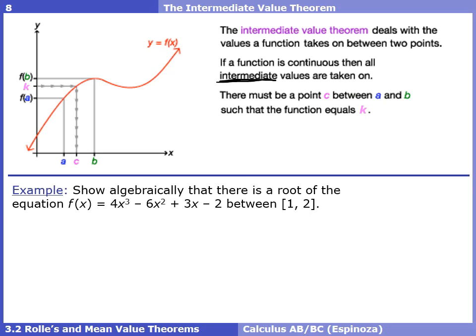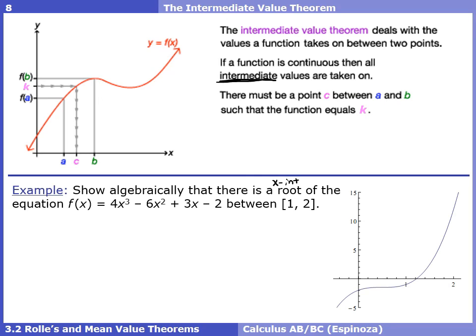So what can we use this for? Well, the important thing that we can use this for is in this example that you see right here. We want to show algebraically that there is a root, an x-intercept, in case you forgot, of the equation that you see between 1 and 2. So how in the world are we going to use this theorem to verify that the graph crosses the x-axis from 1 to 2? Well, we're going to exploit something we've kind of seen before, but it's going to be set in stone with this intermediate value theorem.